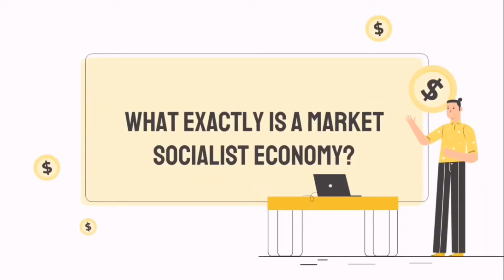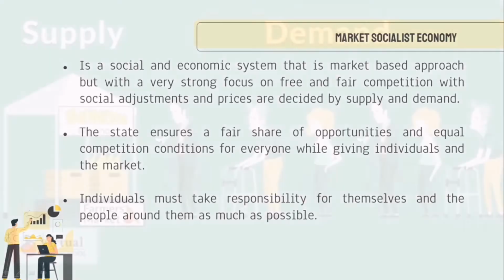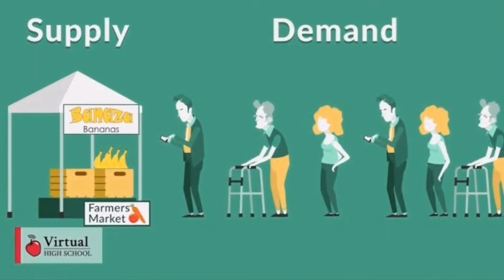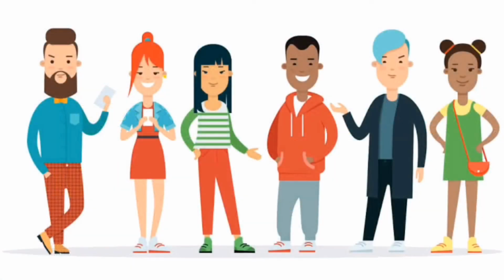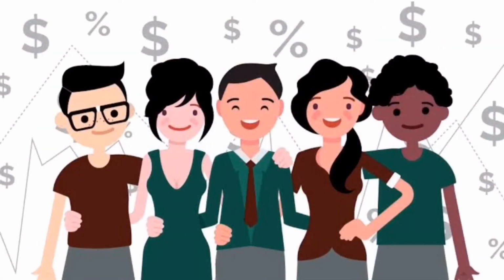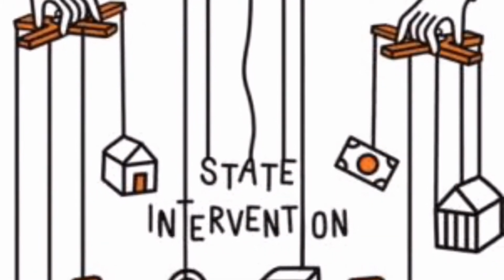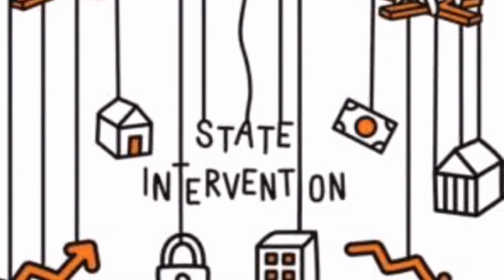So what exactly is the market socialist economy? Market socialist economy is a social and economic system that is a market-based approach but with a very strong focus on free and fair competition with social adjustments wherein prices are decided by supply and demand. It also involves the public, cooperative, or social ownership of the means of production. In this economic system, intervention of the state in certain issues is a significant part.